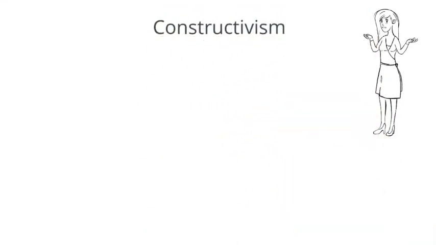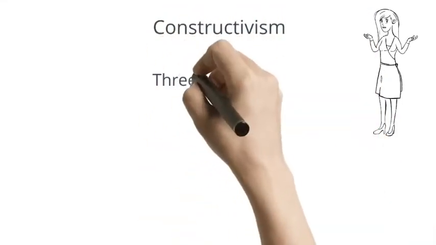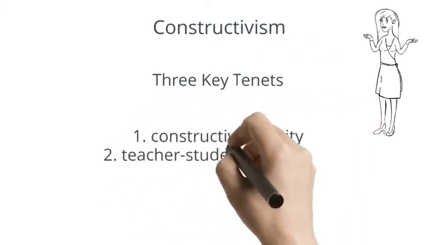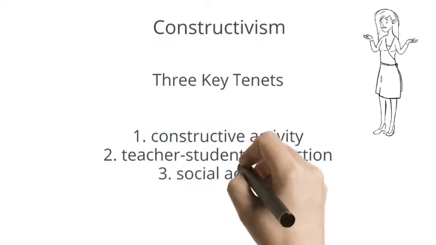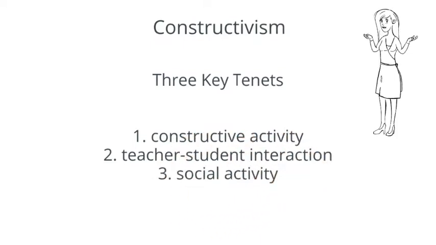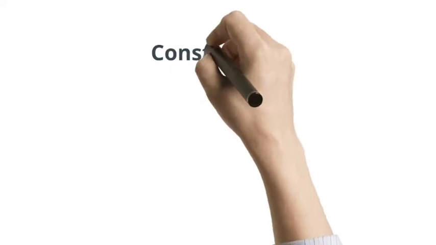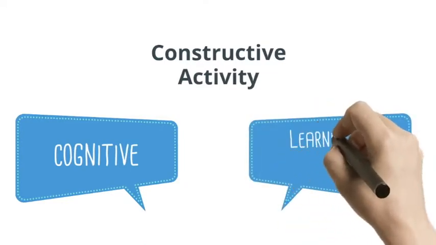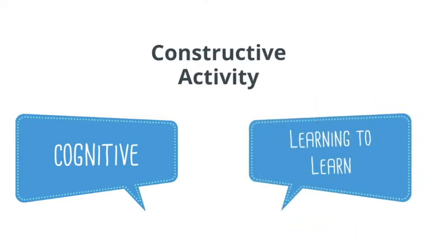Constructivism. 3 key tenets we want to look at here. First of all, constructive activity, and then teacher-led interaction, and finally, social activity. We're going to look at each of these in depth and see what we can learn and how that relates to UDL. When we look at constructive activity, we're dealing with the cognitive part of learning and how we actually think and process information as students. And so everything about constructive activity is cognitive.